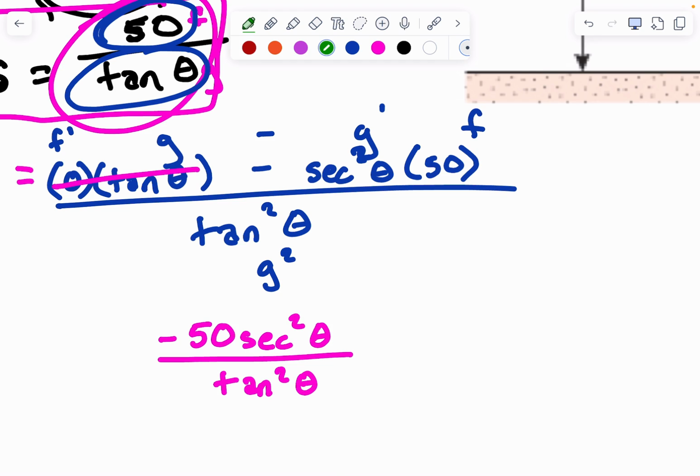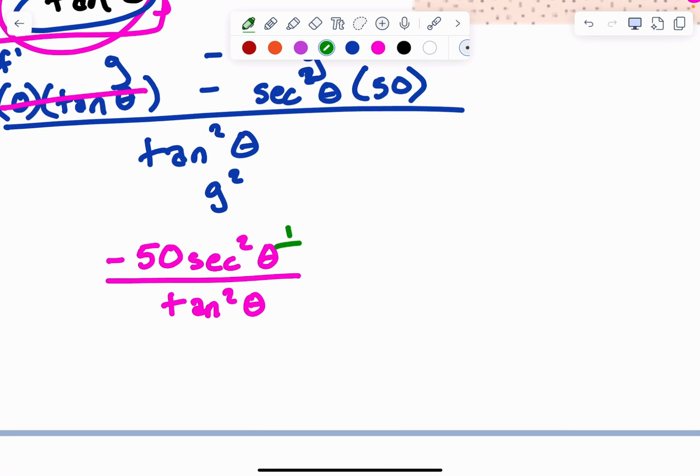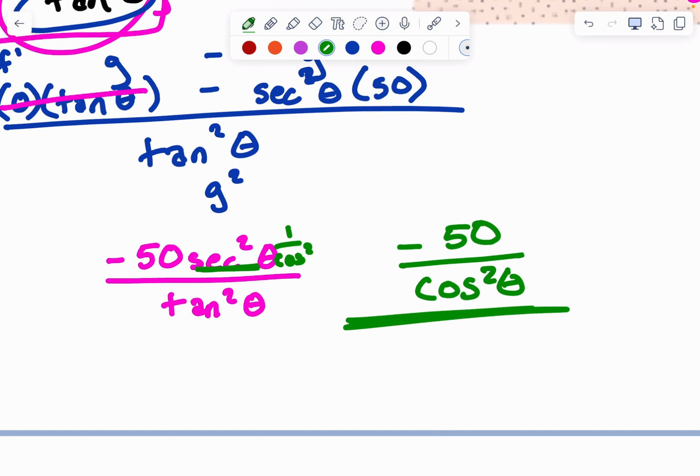Tangent is sine over cosine. I'm going to make it really ugly, and then I'm going to make life simple. Secant is 1 over cosine. So this top is negative 50 over cosine squared theta, because secant is 1 over cosine. Do you see that? Over tangent. On your little unit circle sheet at the top middle, tangent of 45.